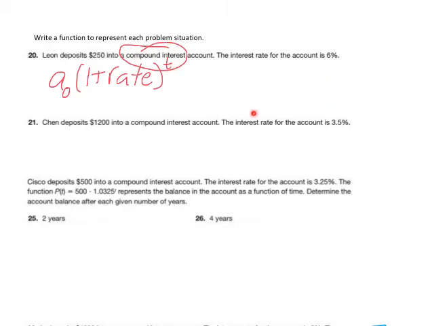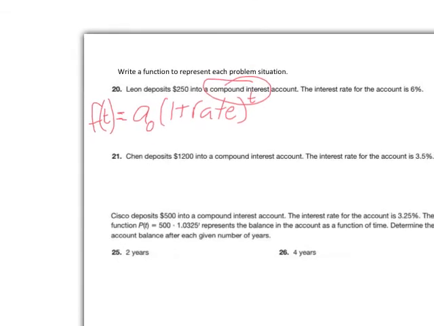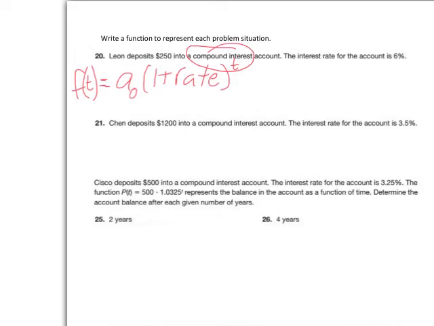So go ahead and write down your representation there. And don't forget that functions are written like f of x. But this one, we're going to put f of t because the time is the important thing here, the independent variable, the thing that's always increasing. Same thing for this one right here, number 21. And same for this guy and that one.